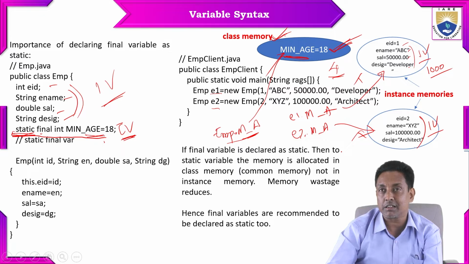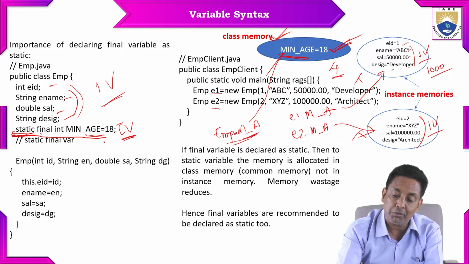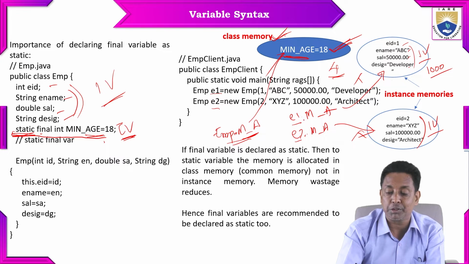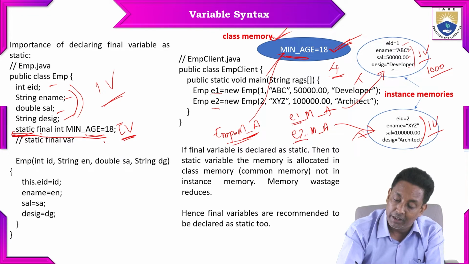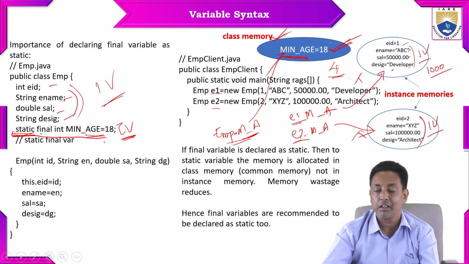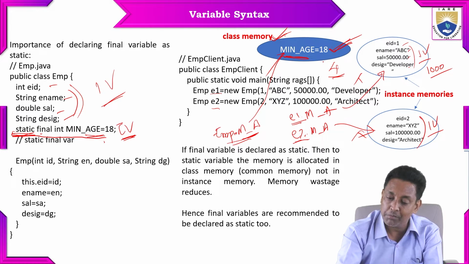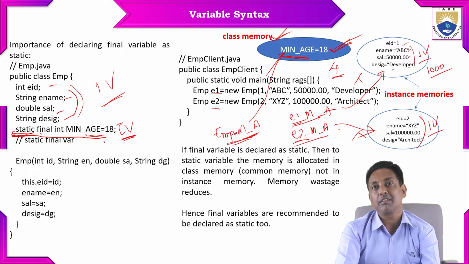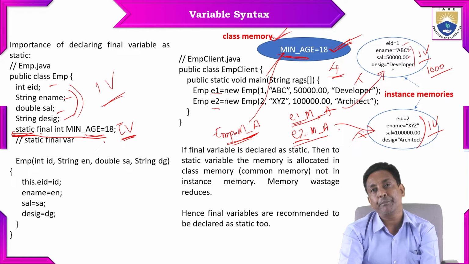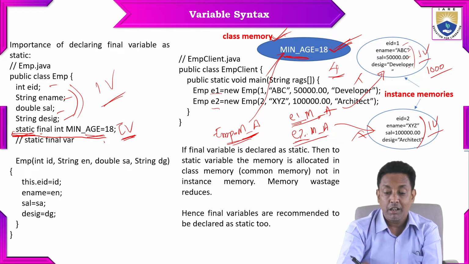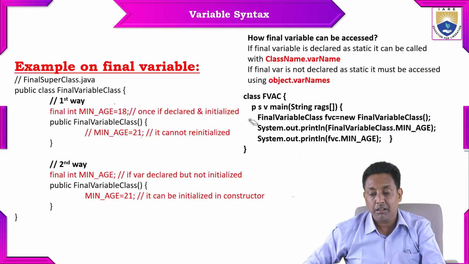So how can you call it? You can directly call it with the class name dot variable name. You can also call it with object dot variable name. Though you call it with object dot variable name, the static variable will be pointing to class memory. So a static variable can be called either with the class name dot variable name or instance dot variable name. Both are valid, both are allowed. Now hope this point is clear.